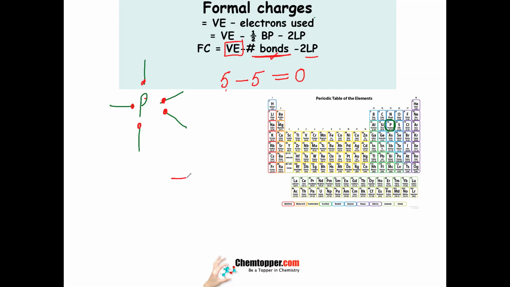But if I give you P like this, can you check the formal charge? How many valence electrons does P have? 5. How many electrons is it using in bonds? The number of bonds is the number of electrons used. 3. How many electrons are there as lone pair? 2, so 2 times 1. Aishwarya, the lone pair, they are also of the P only. So, what's the formal charge? 0.